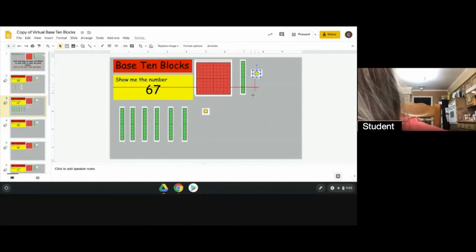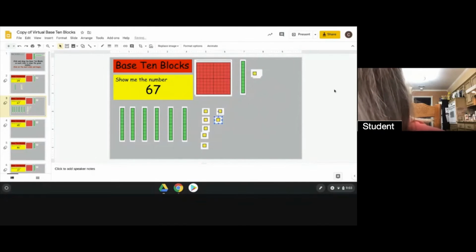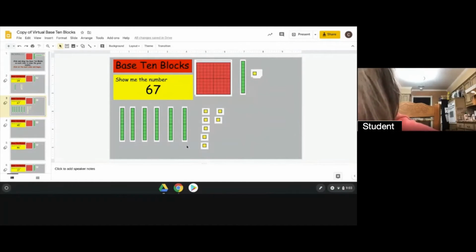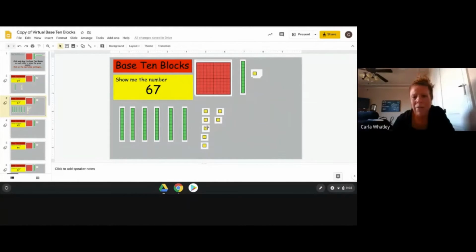1, 61, 62. Good job. 63, 64, 65, 66, 67. There you go. You have 67, don't you? We have how many sets of 10? Six sets of 10. And how many ones? 7 ones. So 60 plus 7 equals? 67. Very good. What do you want to take away this time?